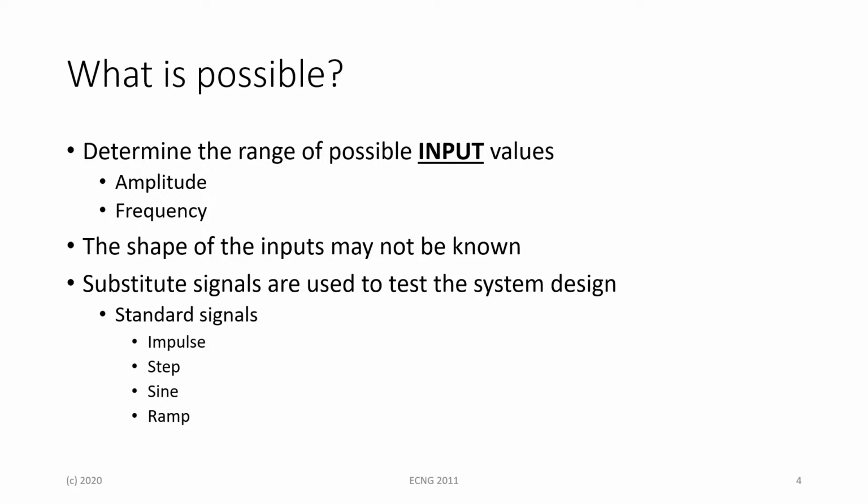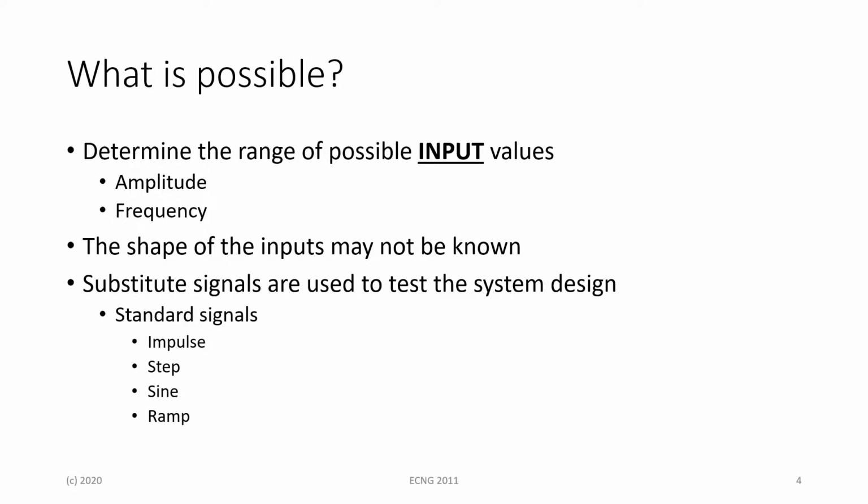In some cases, we can't really know all the time what the input signals are going to be, but we'll have some general idea of what they can be. So as such, the shape of the input signals may not be known. And if it's not known, you actually have to use substitute signals to test your system design to get an idea of how your system would respond to certain types of signals.